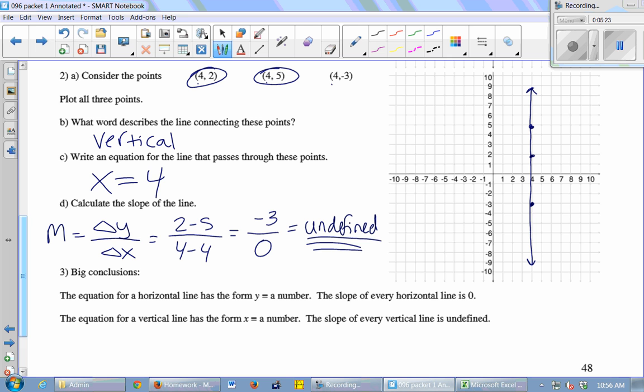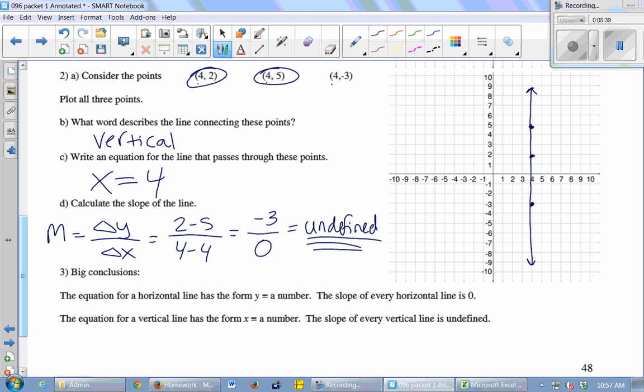How many people have heard you can't divide by 0? Okay, how many people know why? Nobody? That's okay. I'll come back to that in a second, but let's come to our big conclusions about vertical and horizontal lines.